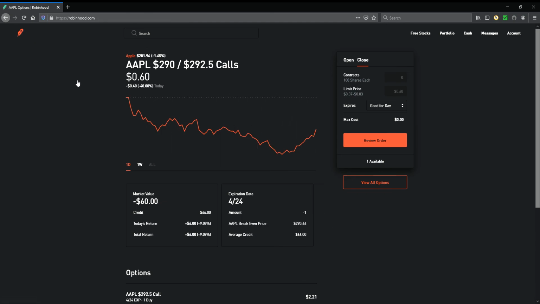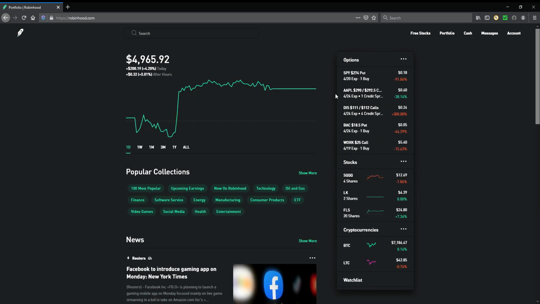So that's just a simple introduction to some options trading on Robinhood. I hope to do some more in-depth ones soon.